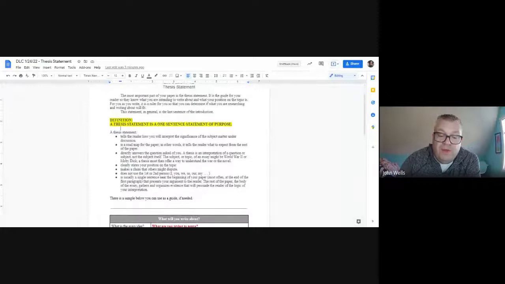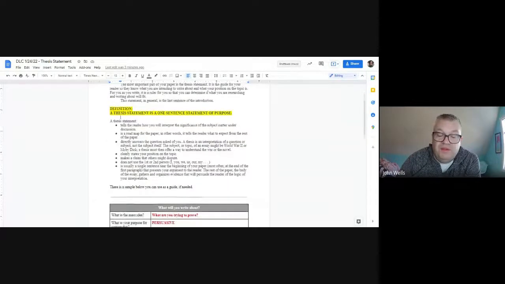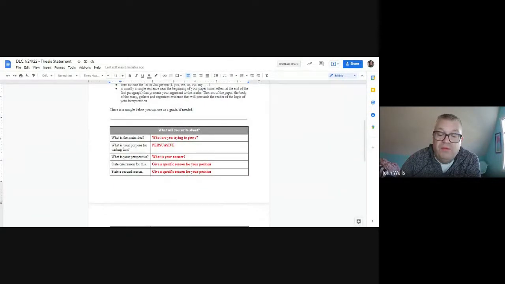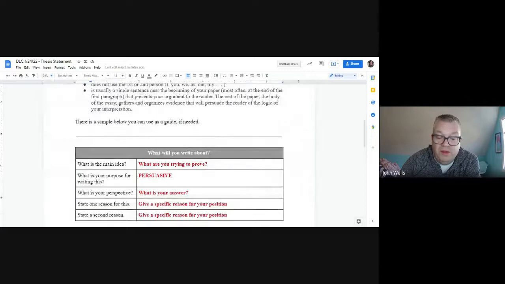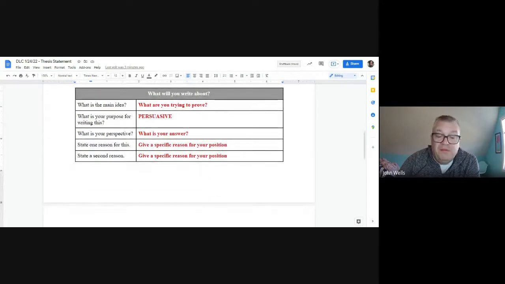It gives you some information and reviews what a thesis statement is. And then we're going to walk through step by step how to do the thesis statement. You're going to start with first the broad idea. What is it that you're trying to write about? Remember, just like what we did with the research question, this is the broad statement without an opinion. I did fill in this line for you because it is a persuasive statement.